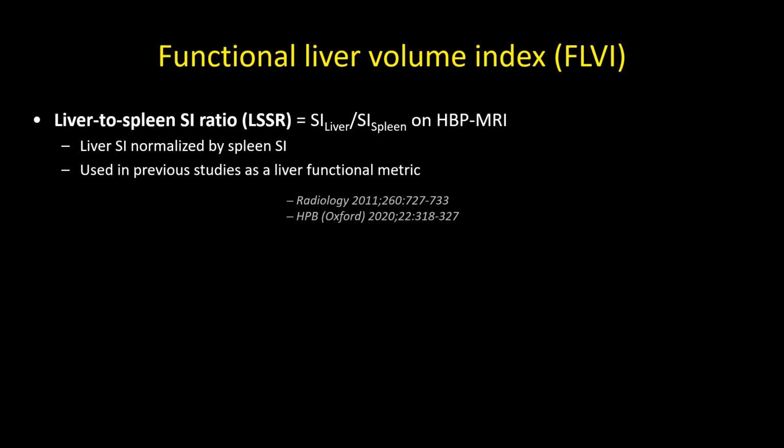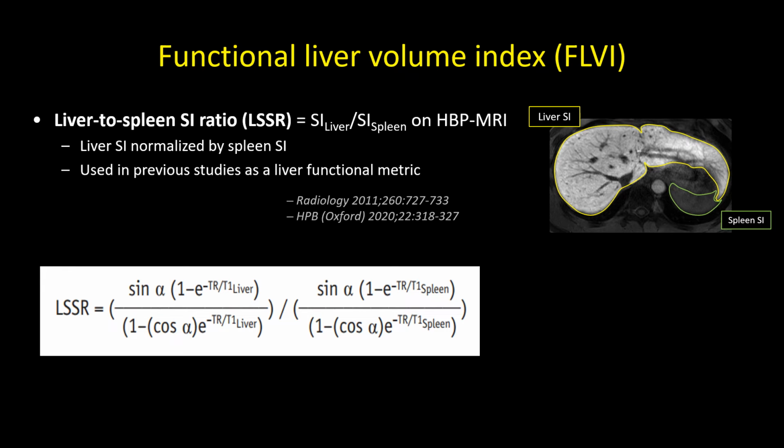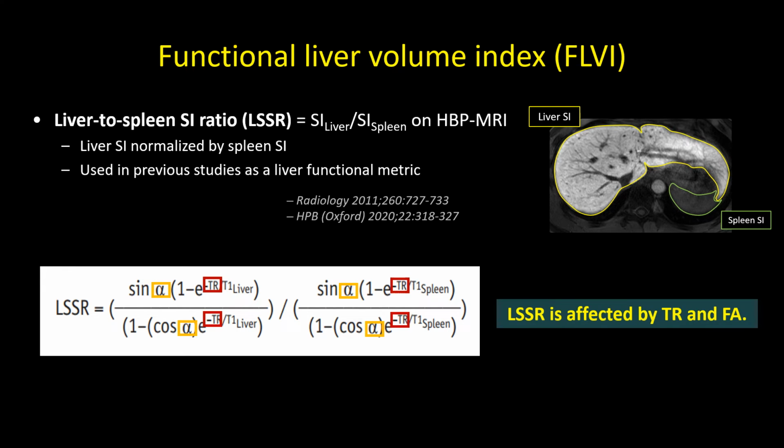The liver-to-spleen signal intensity ratio, abbreviated as LSSR, which is a hepatic signal intensity divided by that of spleen on hepatobiliary phase images, has been used as a liver functional metric in previous studies. However, considering the previously mentioned factors influencing MR signal, we now understand that LSSR is in fact affected by repetition time and flip angle. Therefore, to use liver signal as an index of liver function, this effect should be adjusted.